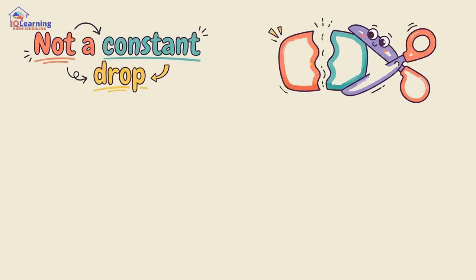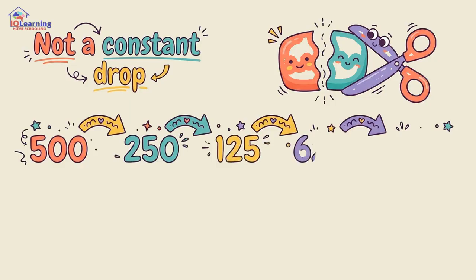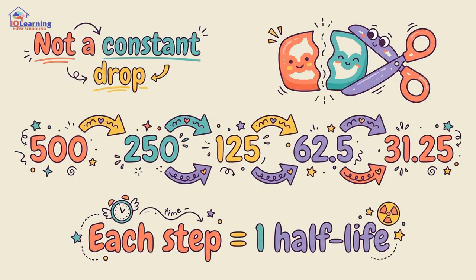The key idea is that the amount does not drop by the same number each time, it keeps getting cut in half. So the pattern looks like this. 500 becomes 250, then 125, then 62.5, then 31.25. Each step is another half-life.